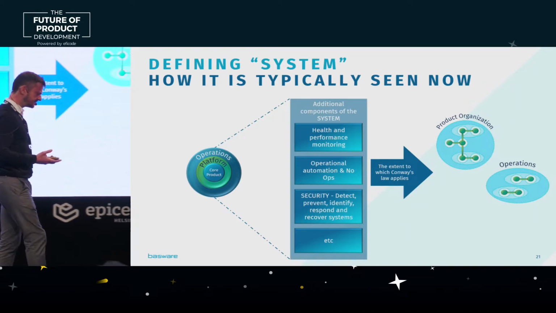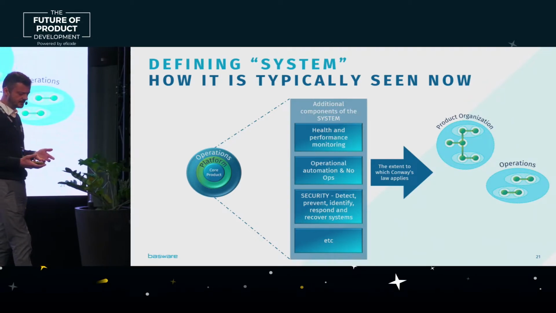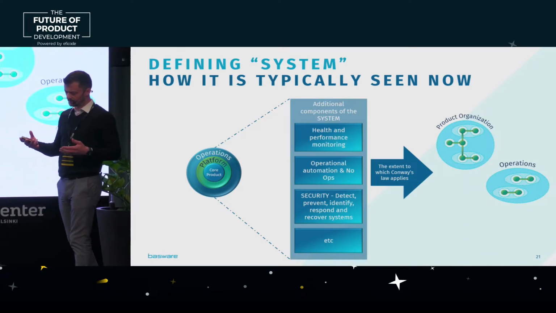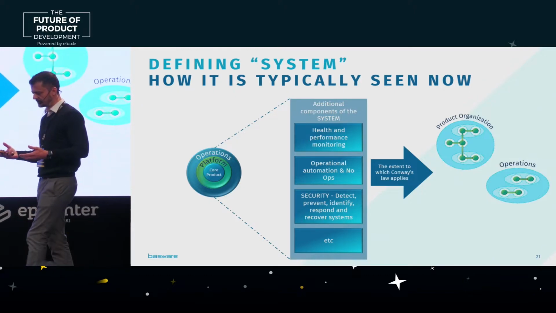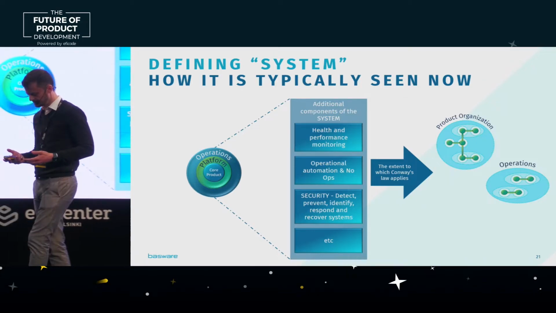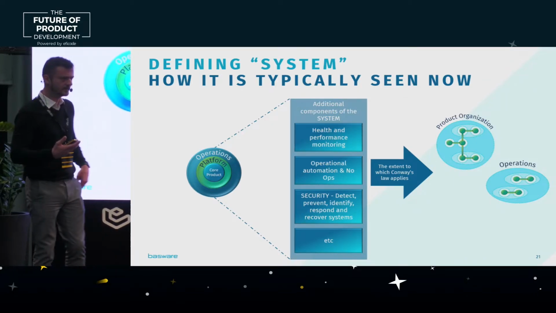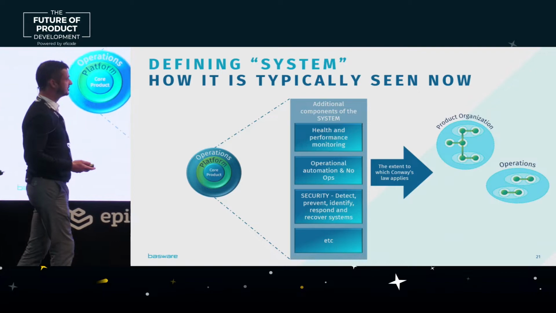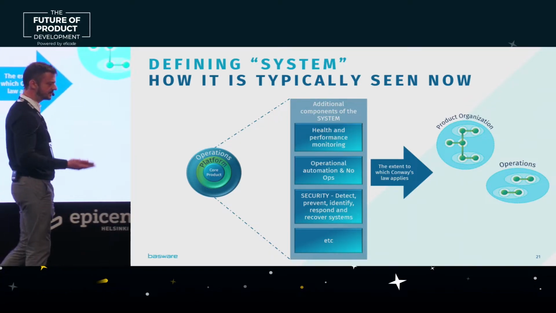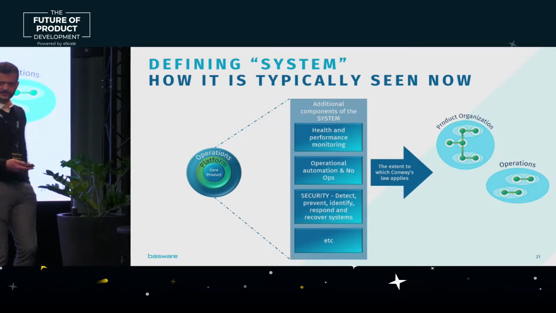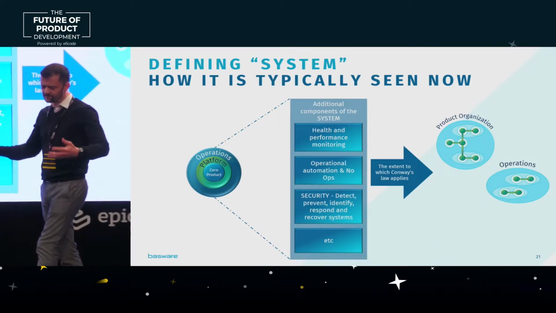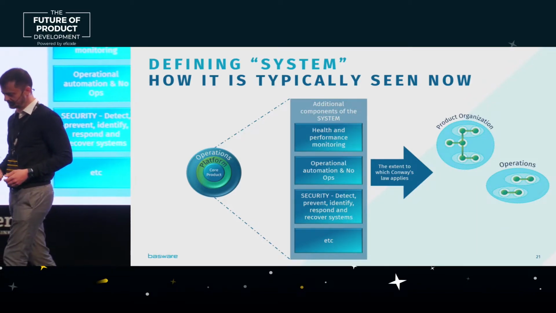It starts to extend into the kind of operational system components as well. So the systems that are required to ensure that the service as a whole remains operational, that it meets service level objectives and things of that nature, that it remains performant and operational. So health and performance monitoring solutions, your operational automation platforms and systems and no-op systems, your security solutions that help with detect, prevent, identify, respond and recover, etc. Effectively everything that's needed to run in production.